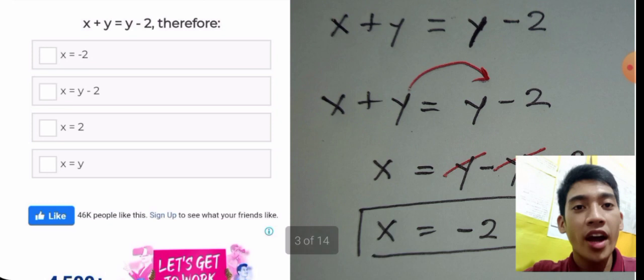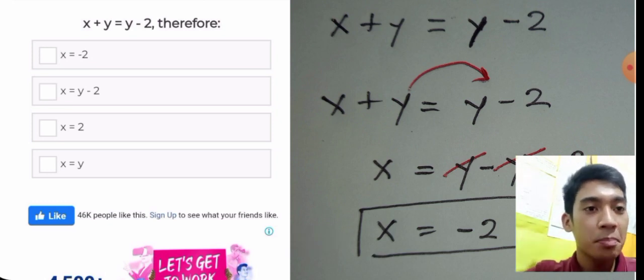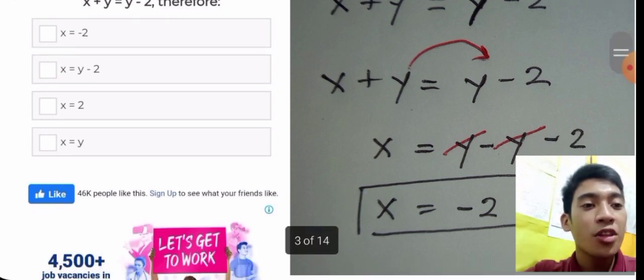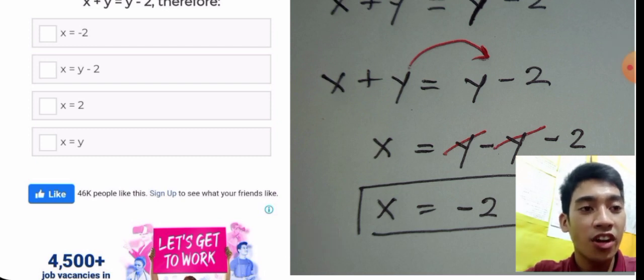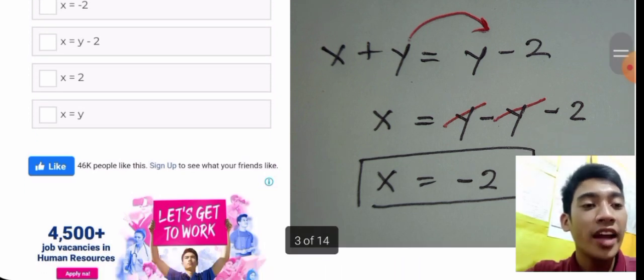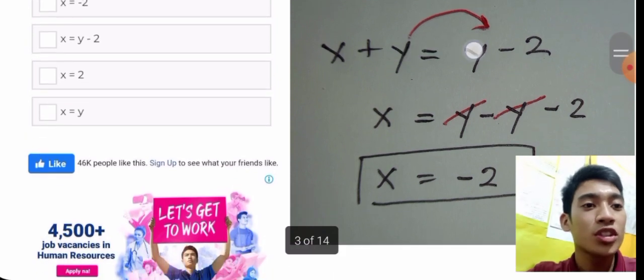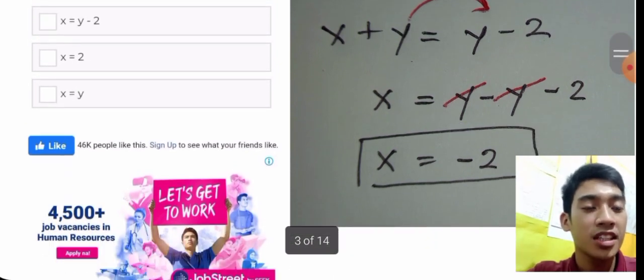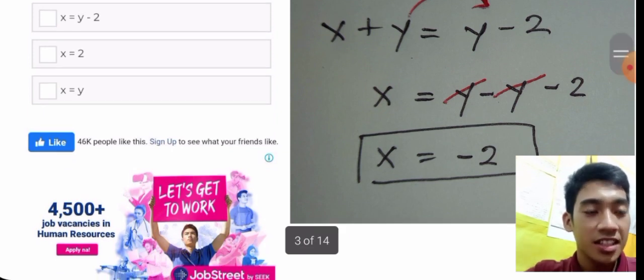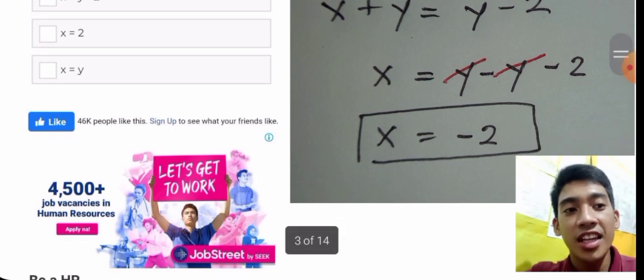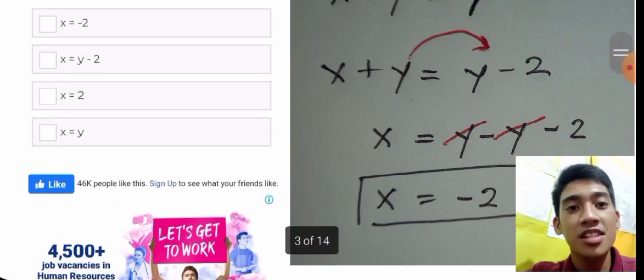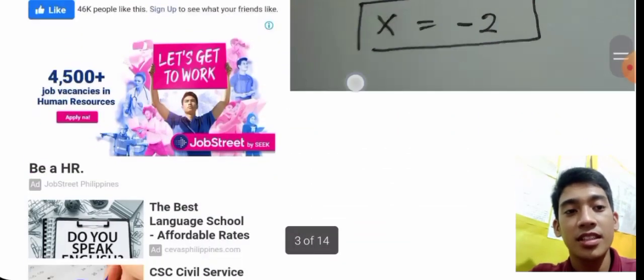Next, x plus y equals y minus 2. Let us simplify. Simply transpose y together with the other y on the other side, so it becomes y minus y. It becomes minus because originally our y is positive, so when transposed to the other side, it becomes negative. So y minus y is already 0, leaving negative 2. So x equals negative 2.